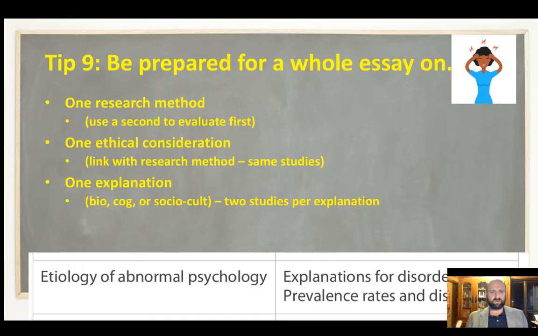Biological, cognitive or sociocultural explanations of the disorder. Again, prepare 2 studies per explanation. So you've got 2 to support your bio, 2 for cog, 2 for sociocultural. And if you make sure your sociocultural explanation is also related to prevalence rates and disorders, then that's sort of there as well, right?